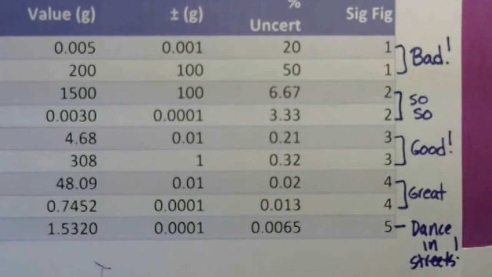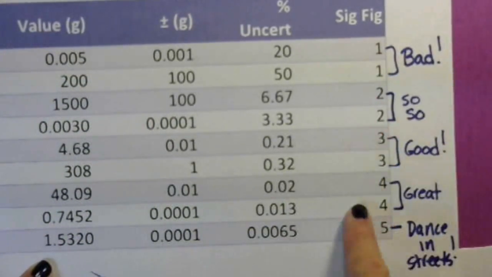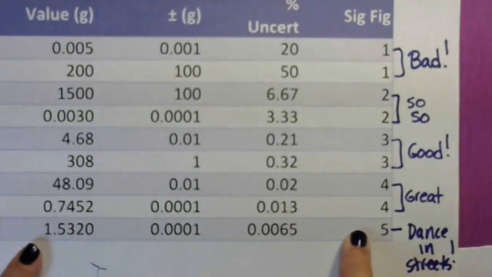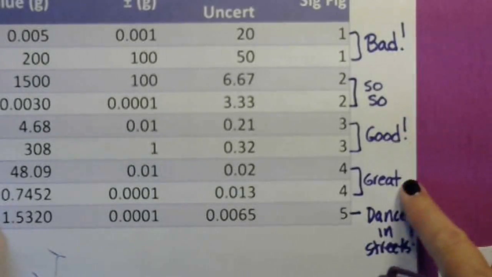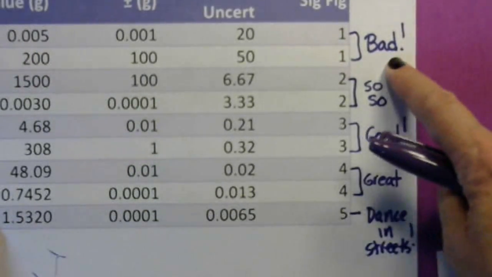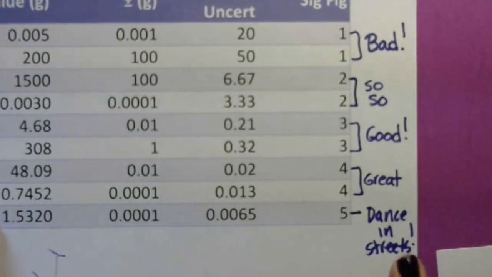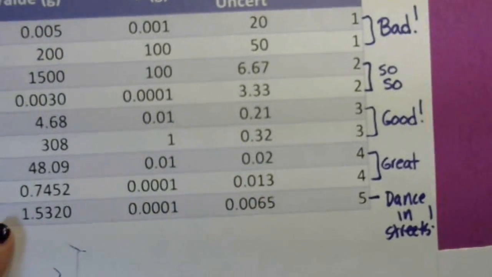So, there's a little lesson on significant figures. It's a quick way to count, to figure out how many significant figures you have, to give you an idea of your data. Am I going to be okay? Is this going to be bad? Is this going to be good? Am I going to be dancing in the streets because I have such great results? So there's our lesson. I hope you enjoyed it.